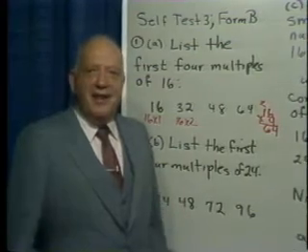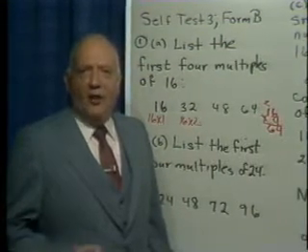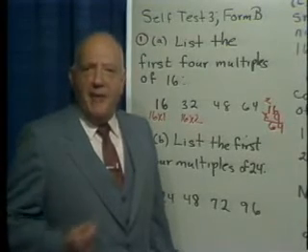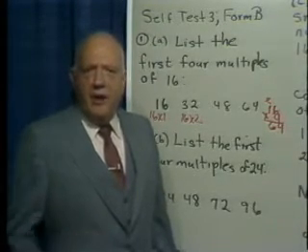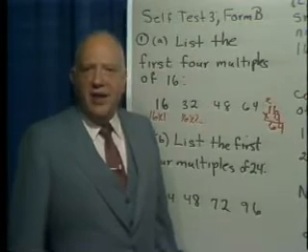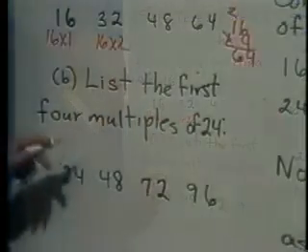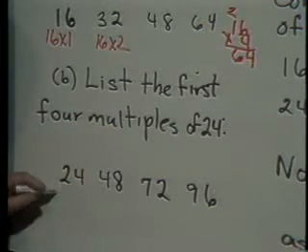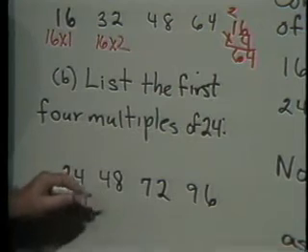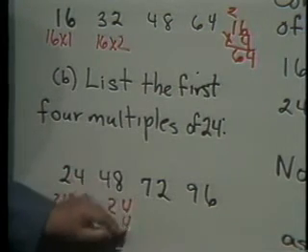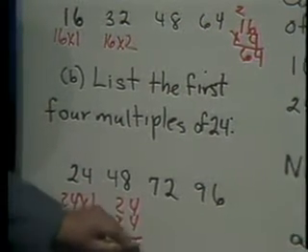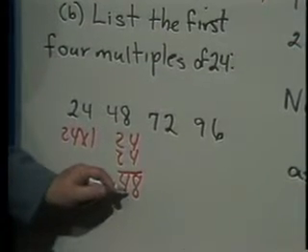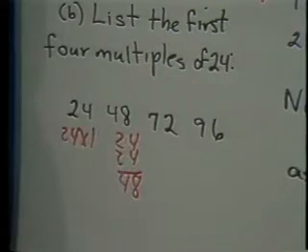Next problem is exactly the same as Part A, only now it asks us to list the first 4 multiples of 24. We're going to do the same thing we did in Part A, except now we're going to count by 24s instead of by 16s. So you see, list the first 4 multiples of 24. 24 times 1 is 24. Then the sum of 2 24s, that's 24 plus 24, that would be 48. The sum of 3 24s would be to add 24 onto 48. That would give you 72.